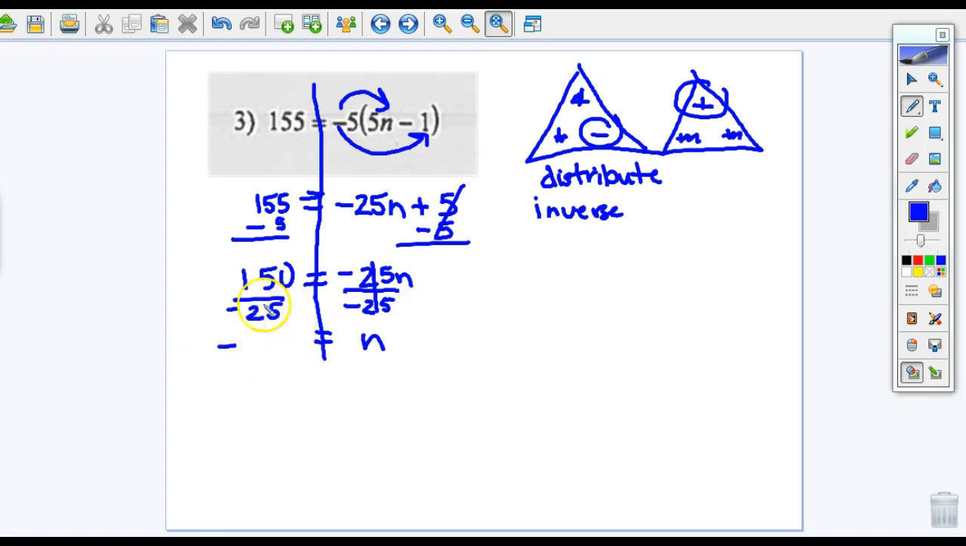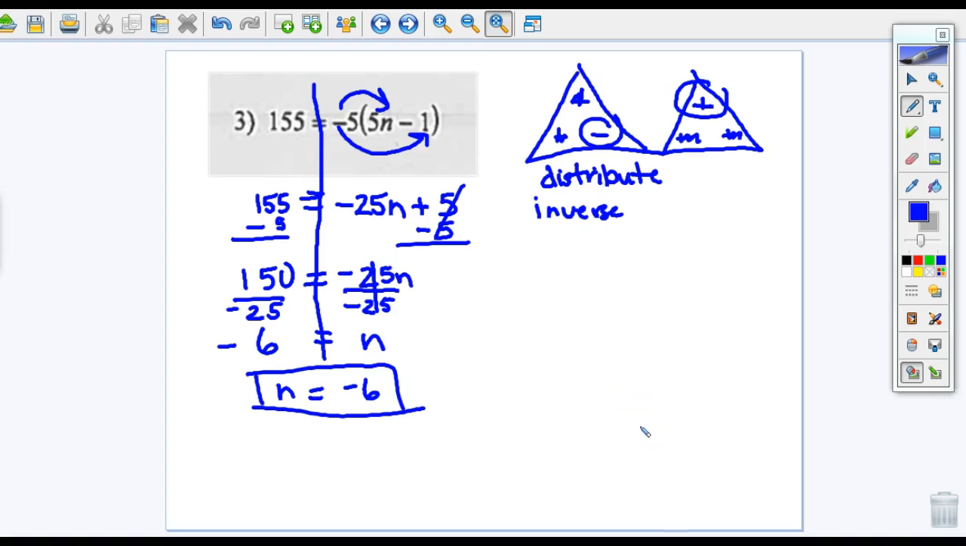And I'm thinking in terms of quarters. How many quarters is going to give me $1.50? I know 4 quarters gives me $1 and 2 more gives me 50 cents. So my answer is going to be negative 6. And then if I want to, I can just change the order over here and box my answer as n equals negative 6. All right, make sure you have everything copied down.